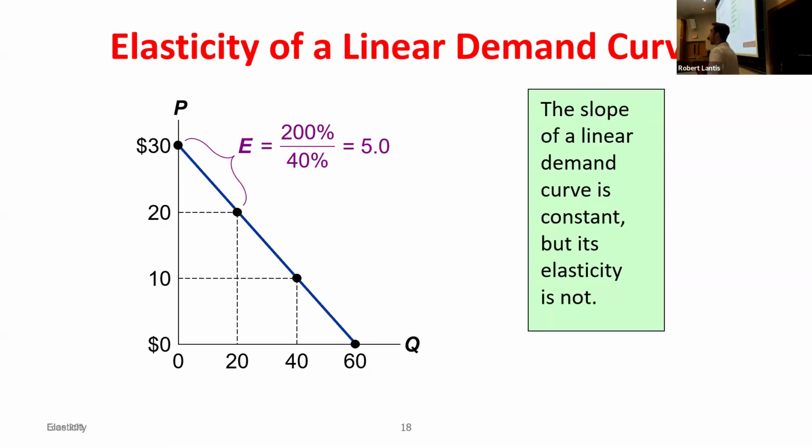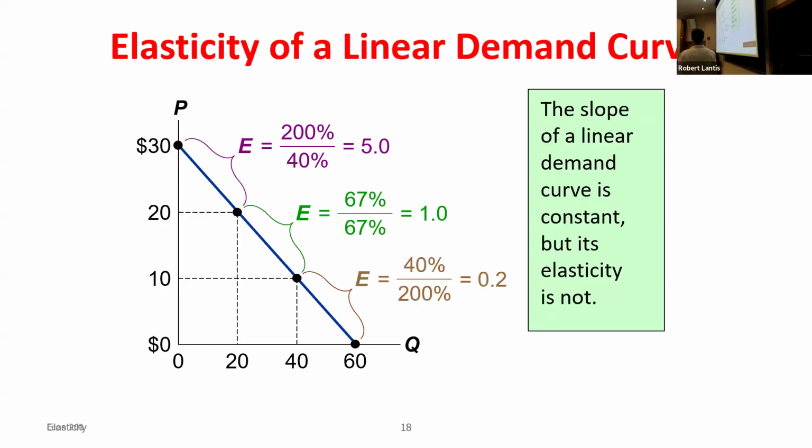So if I instead lowered the price from 20 to 10, and quantity went from 20 to 40, if I use the midpoint method to calculate elasticity there, I end up with an elasticity that's exactly 1. We would call this unit elastic. Every percentage change in the price was perfectly matched by a percentage change in the quantity demanded. And then if I calculate it down here, moving from a price of 10 to 0, I end up with an elasticity of 0.2. I would say demand is inelastic.